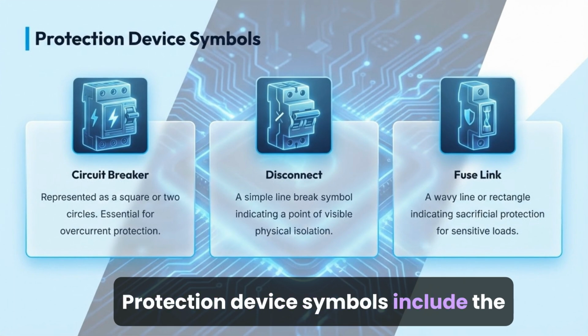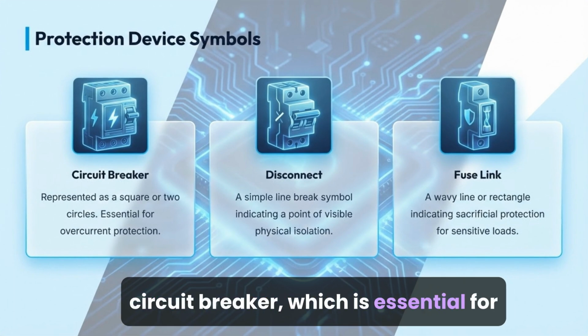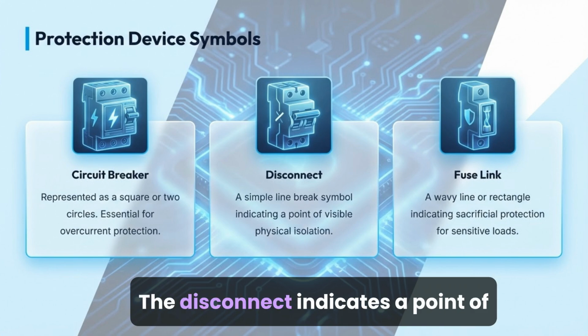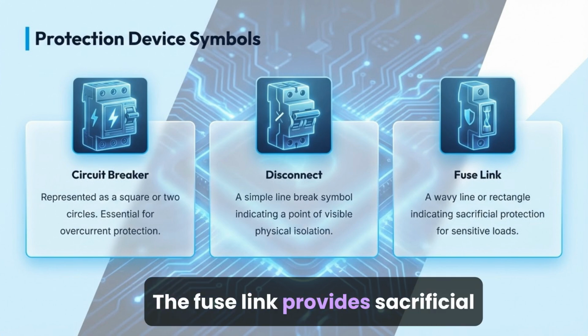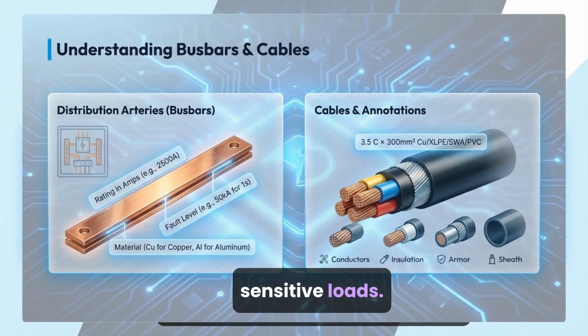Protection device symbols include the circuit breaker, which is essential for overcurrent protection. The disconnect indicates a point of physical isolation. The fuse link provides sacrificial protection for sensitive loads.